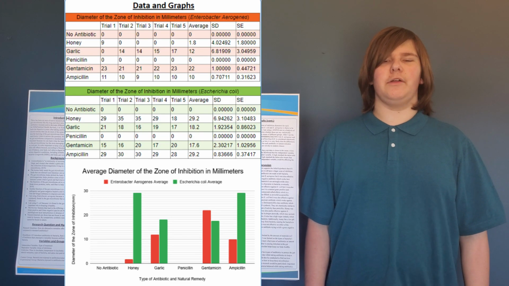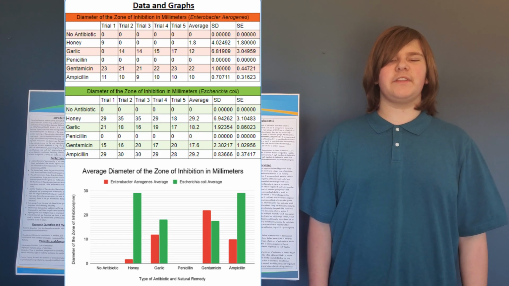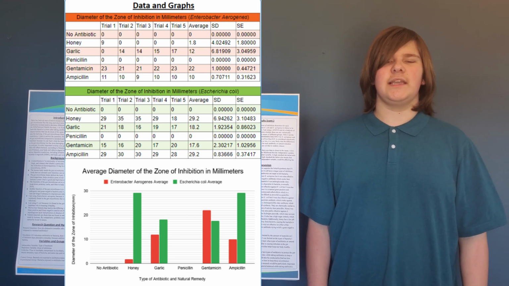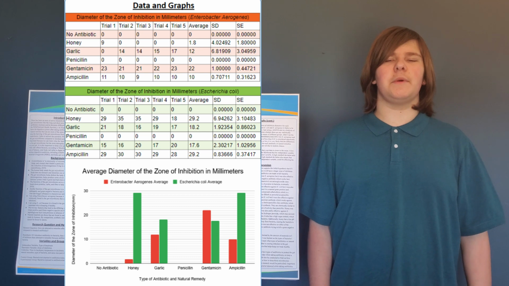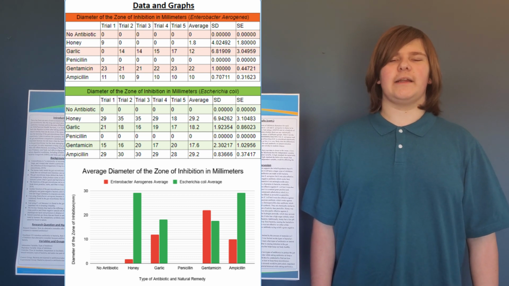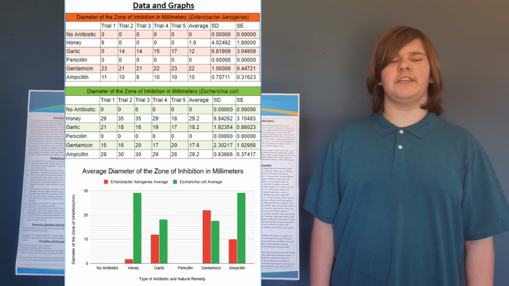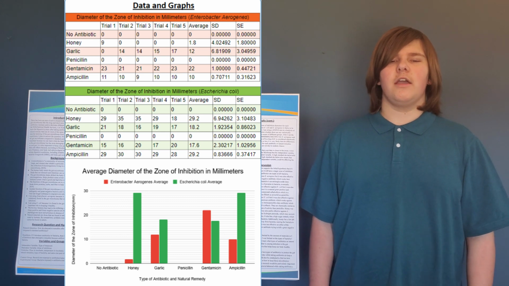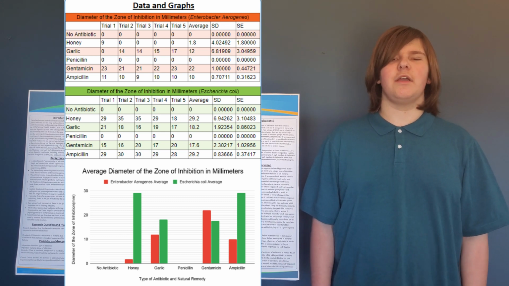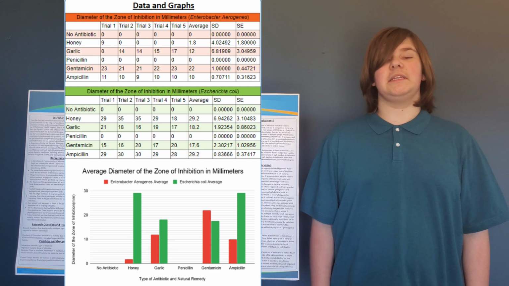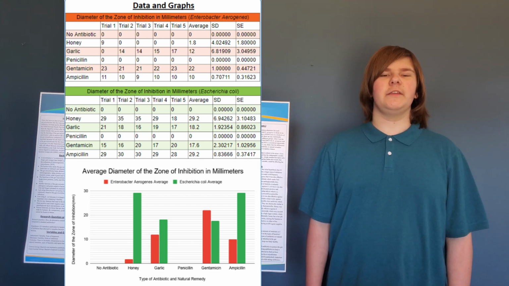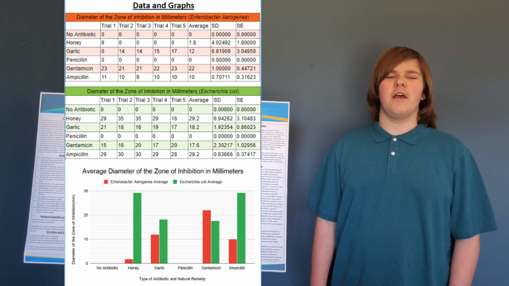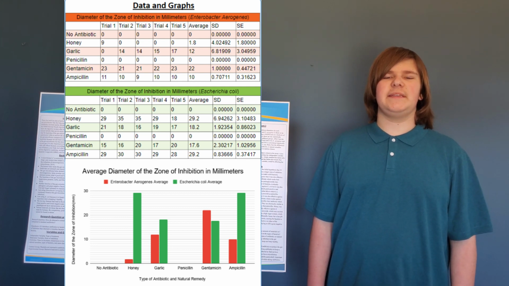In reviewing my results, gentamicin was observed to kill the most Antibacterium aerogenes and the least E. coli. The average zone of inhibition was 22 millimeters for Antibacterium aerogenes and 17.6 for E. coli. Garlic, honey, and ampicillin were observed to kill more E. coli than Antibacterium aerogenes. Garlic had a zone of inhibition average of 12 millimeters for Antibacterium aerogenes and 18.2 millimeters for E. coli.